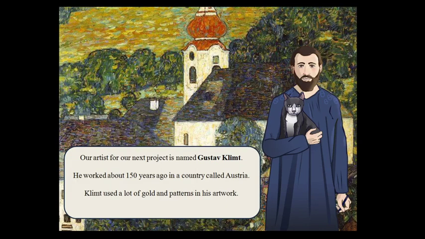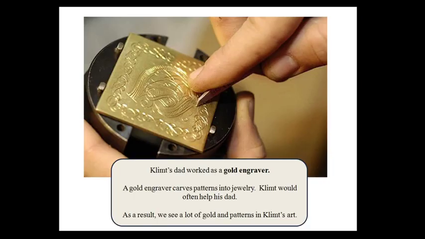Our artist for our next project is named Gustav Klimt. He worked about 150 years ago in a country called Austria. Klimt used a lot of gold and patterns in his artwork. Klimt's dad worked as a gold engraver. A gold engraver carves patterns into jewelry. Klimt would often help his dad. As a result, we see a lot of gold and patterns in Klimt's art.